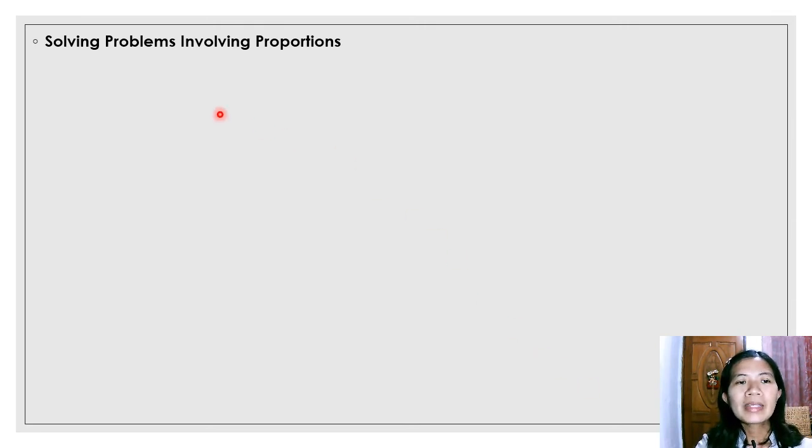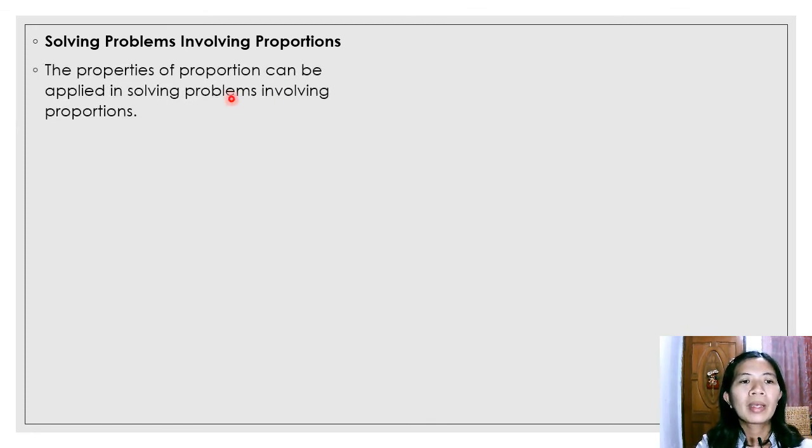So let's have solving problems involving proportions. The properties of proportion can be applied in solving problems involving proportions. So we have here example 2b.